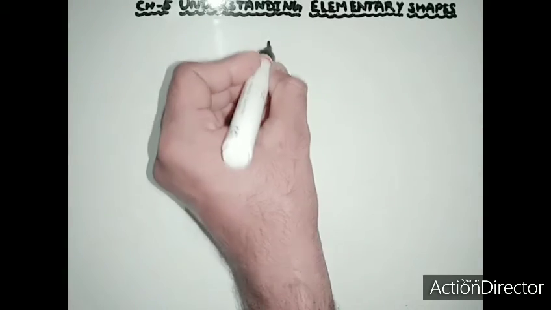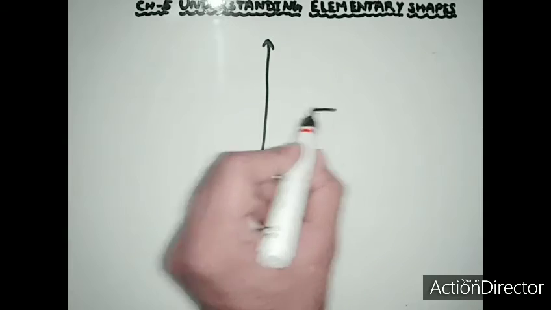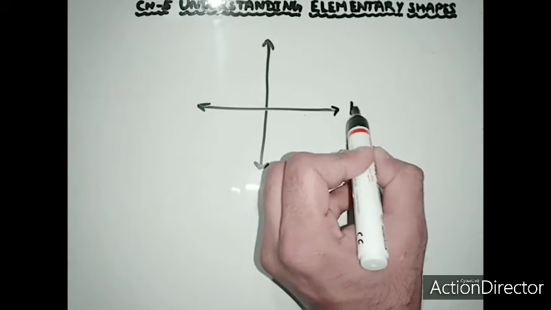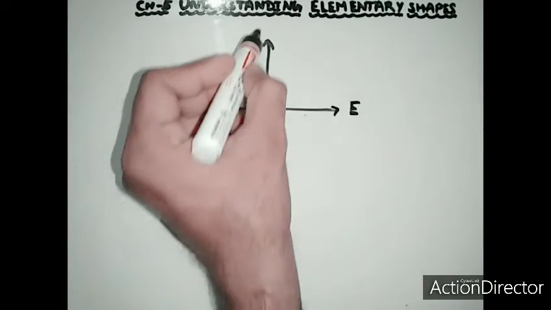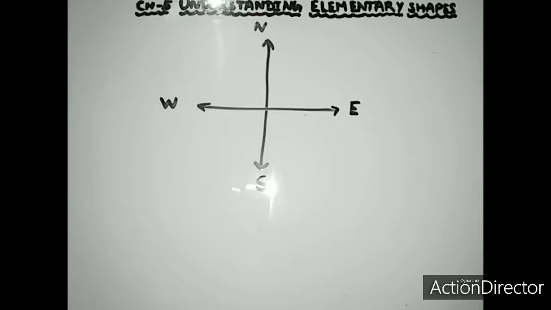Now students, here we will discuss about angles formed by the different directions and different angles formed by a clock, right? Here we first take an example like direction, right? Here we take 4 directions: east, west, north and south.